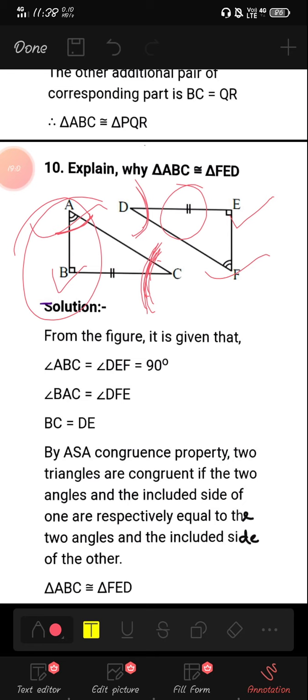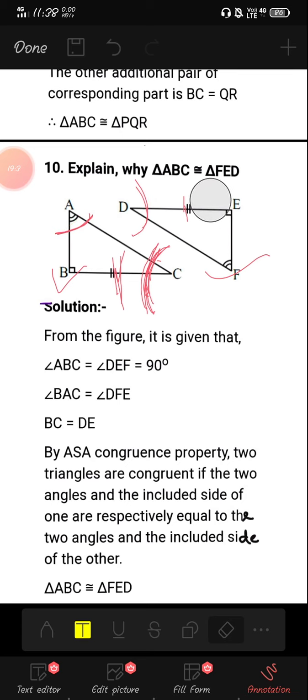So that means all the angles are equal to all the angles in these two diagrams. All the three angles must be equal to all the other three angles in the other triangle. So if we take this line and this line, it must be the included side between angle C and angle B and angle D and angle E. So we can say that yes, they are congruent triangles. Okay.